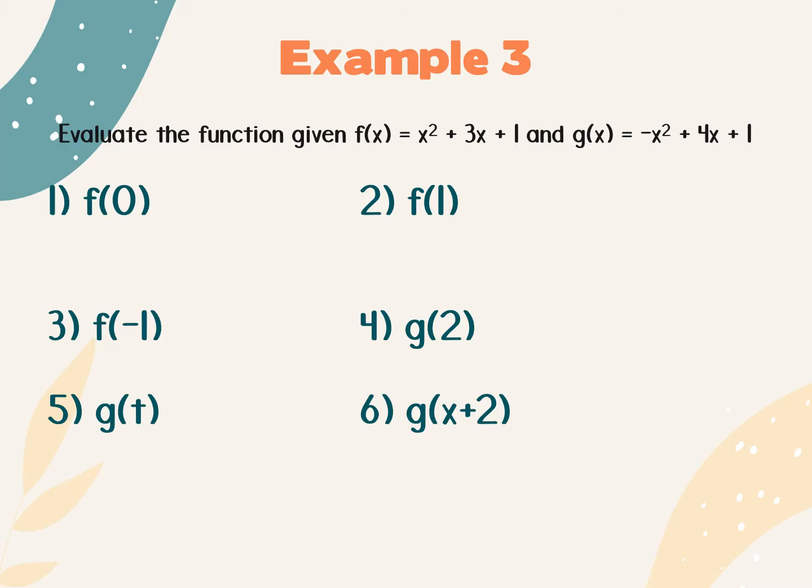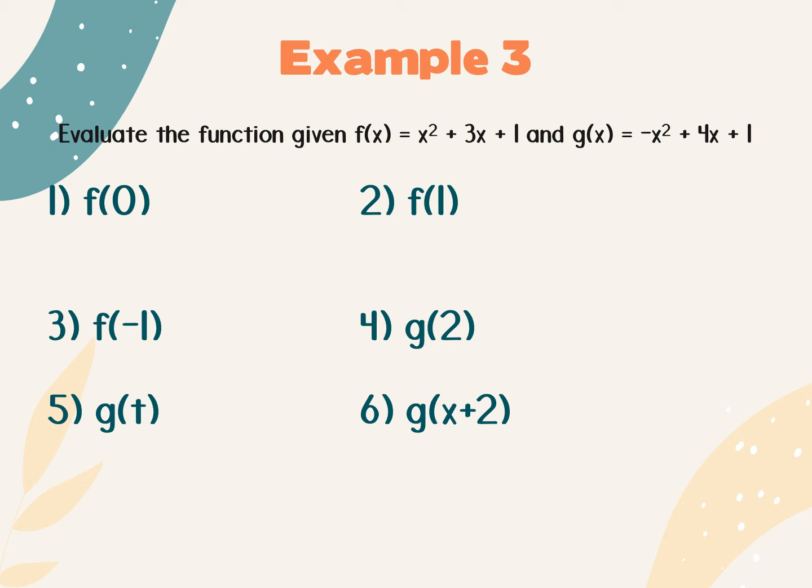Now, notice up at the top, there's two different functions up there. We have the f of x function, which is x squared plus 3x plus 1. And then we have the g of x function, which is negative x squared plus 4x plus 1. Pay attention to the letters to figure out which function you're using.